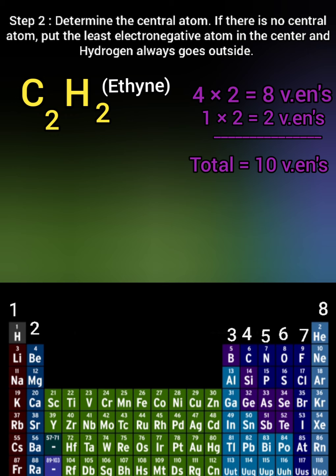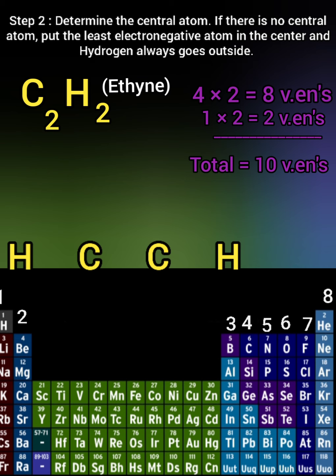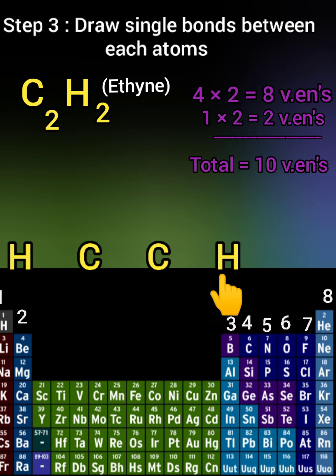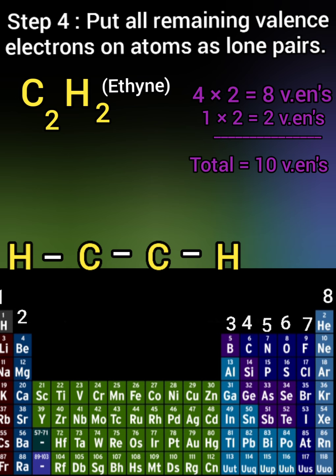The atom there is only one of. Here there is no central atom in this molecule. So put the least electronegative atom in the center, and hydrogen always goes outside. Step 3. Draw single bonds between each atom. Step 4. Put all remaining valence electrons on atoms as lone pairs.